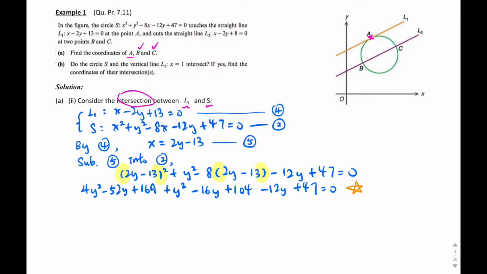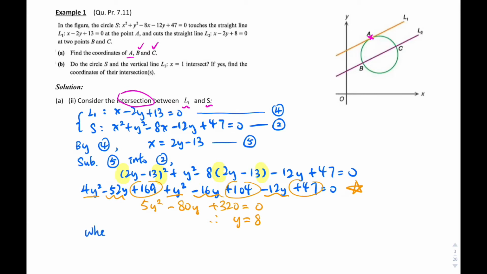Still, this is a quadratic equation in y, and you try to simplify. Group the like terms. And you will get 5y squared minus 80y, and plus the constant terms, you get plus 320 equals 0. This is the general form. And by pressing your calculator, you can find y equals 8.